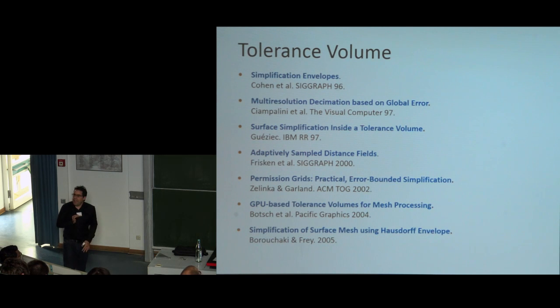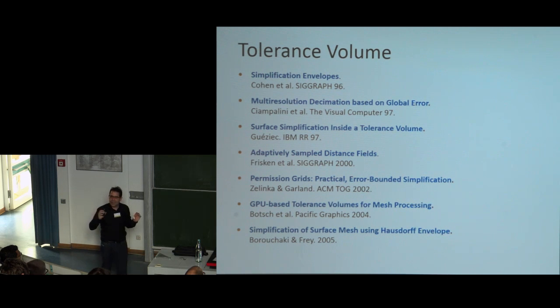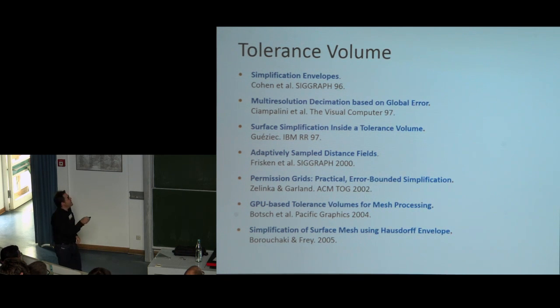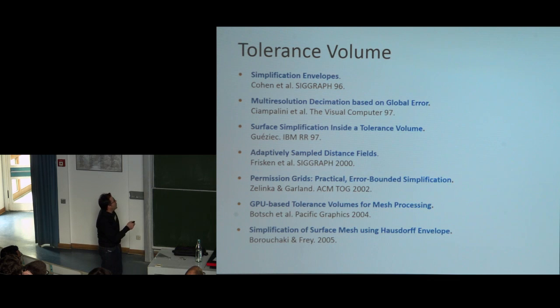So if you look at that literature, instead of having 300 papers or so, it's a much smaller number. It's not really fully exhaustive. I think there are probably 10 more papers than that. But let's say I mentioned the main ones: simplification envelopes, global error, tolerance volume, distance field, permission grid. Everybody calls it the way he likes. Tolerance volume, so bounded error. There is even this work, Hausdorff envelope. So this guy is mixing Hausdorff and the envelope with the error.